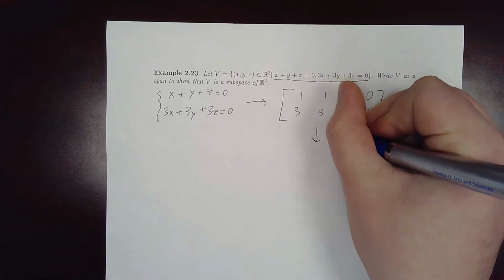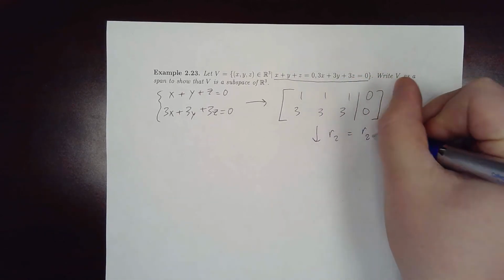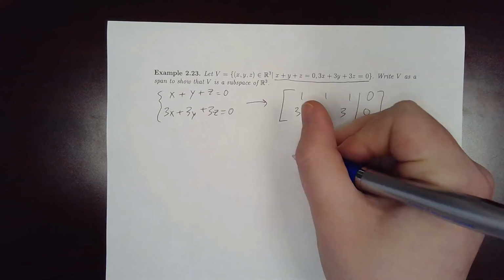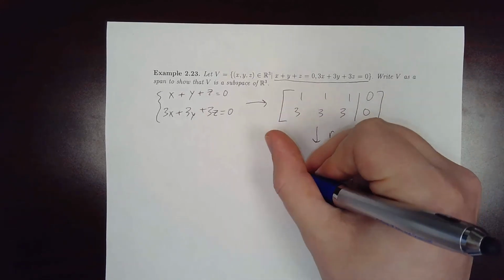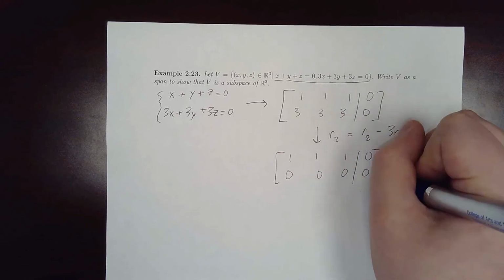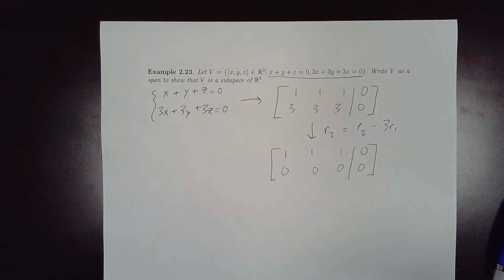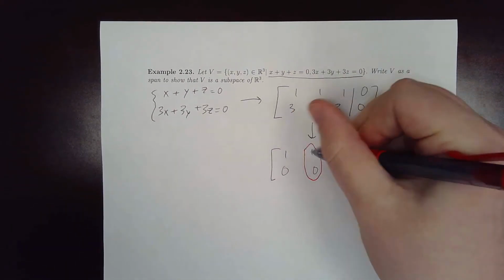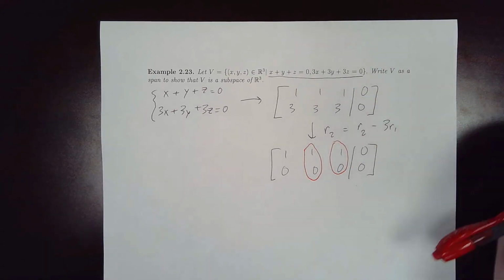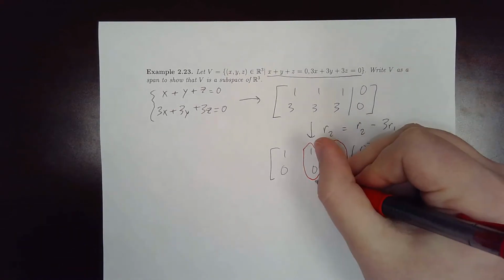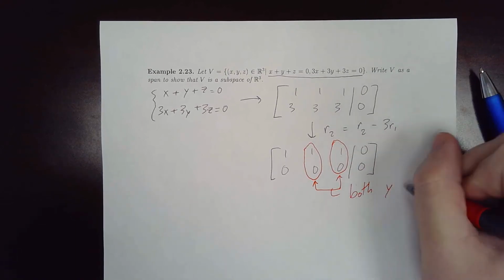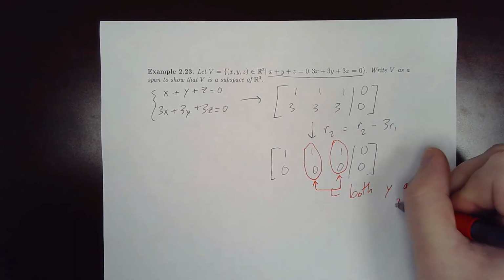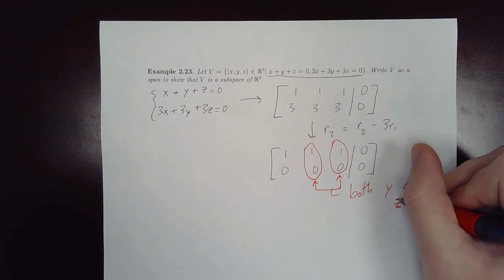In order to row reduce this, we'll take row 2 and set it equal to row 2 minus 3 row 1. And we'll end up getting 1, 1, 1, 0, 0, 0, 0, 0. And so here, notice we have two columns that do not have leading terms. And so both y and z are free variables.